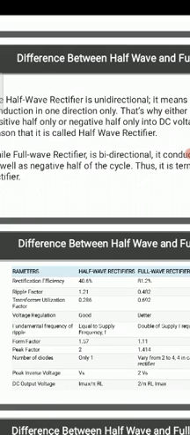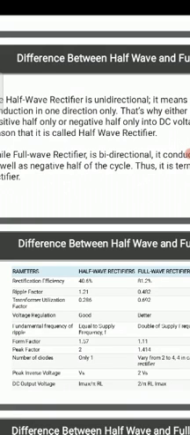Next, the full wave rectifier has 81.2% rectification efficiency. The efficiency of the full wave rectifier is double that of the half wave rectifier. Why is it double? Because the full wave rectifier converts both half cycles of the AC voltage, the positive half cycle and the negative half cycle, to DC voltage. That's why the efficiency of the full wave rectifier is 81.2%. This is the main difference.